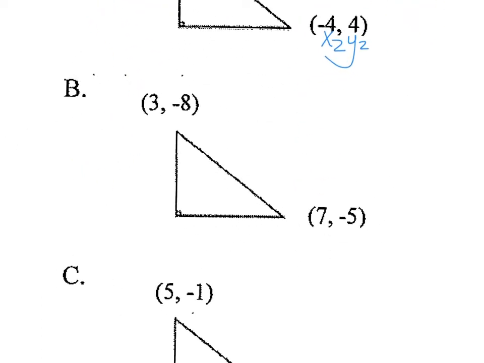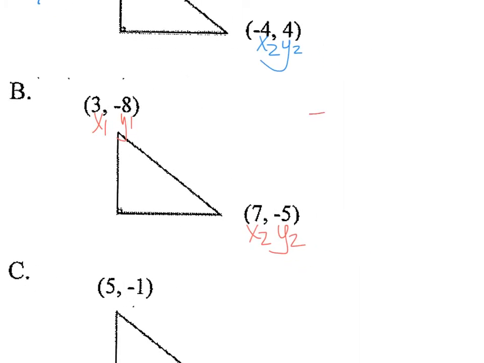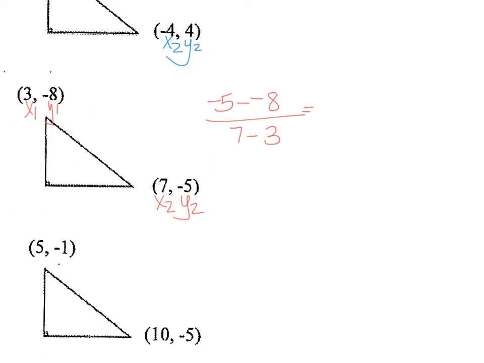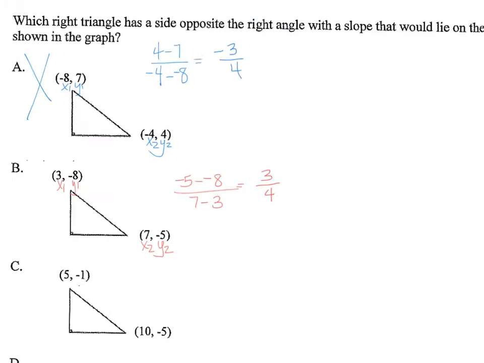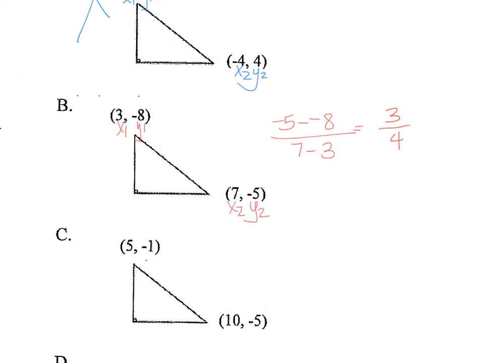Same thing on B. I'm going to label them x and y first, then go back and say these are my 1's and these are my 2's. So y2 minus y1 over x2 minus x1. So -5 minus -8 is 3. 7 minus 3 is 4. So again, 3/4 is not 4/5. So that's out.